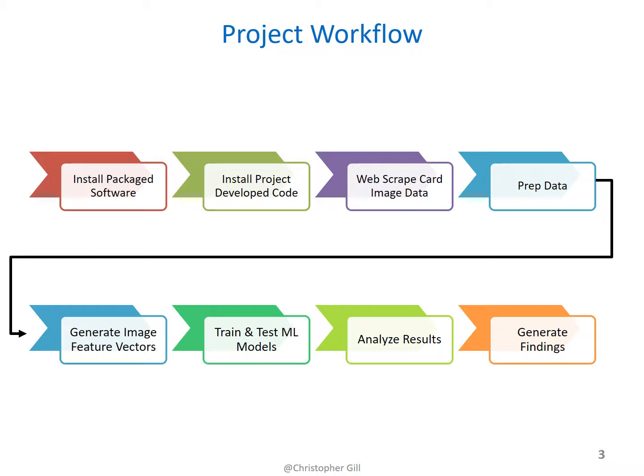The core project workflow is as follows. First, we'll install the package software. This is things like OpenCV and other required dependencies. Then we'll install project developed code. That's code that specifically runs and trains our models. Then we'll scrape some card image data from the internet. This is required because there is no readily available precompiled corpus of card image data that is nicely matched to sets. We'll do some data prep to clean up that data, and then we'll generate the feature vectors which will be used to train the machine learning models.